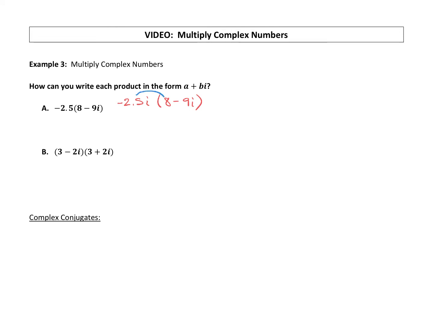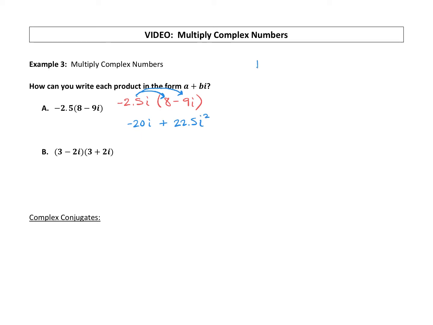This is going to be distributing. We're going to multiply negative 2.5i times 8. So 2.5 times 8, I'm sorry, it's a negative 2.5, is a negative 20, and then the i just carries along with it. Then we're going to distribute to the second term. We have a negative times a negative, so that term's positive. 2.5 times 9 is 22.5. And then we have i times i. i times i is i squared.